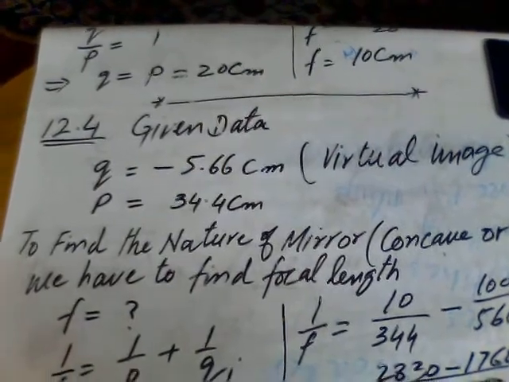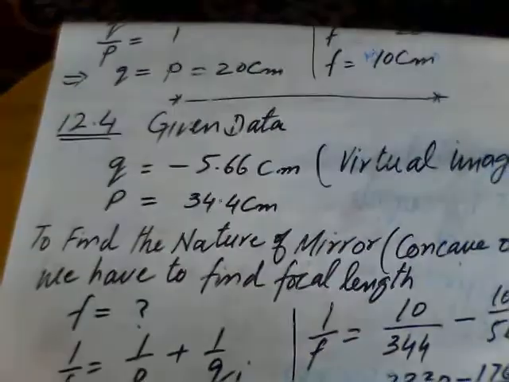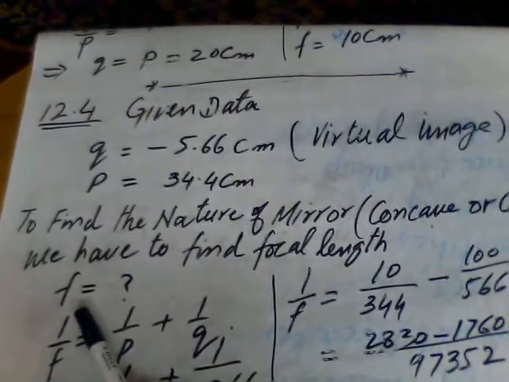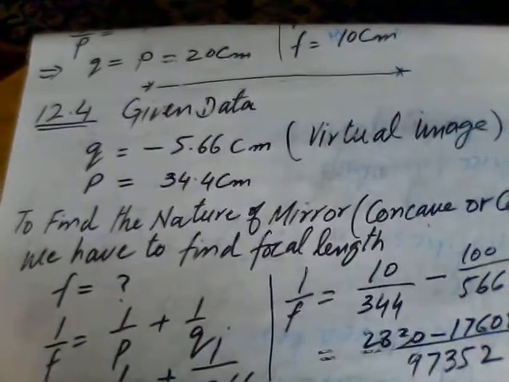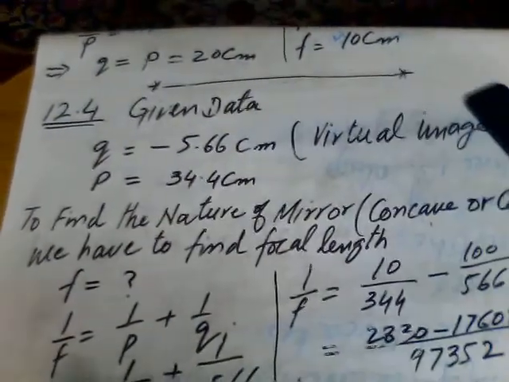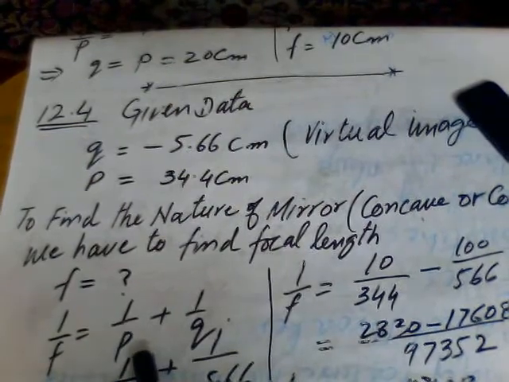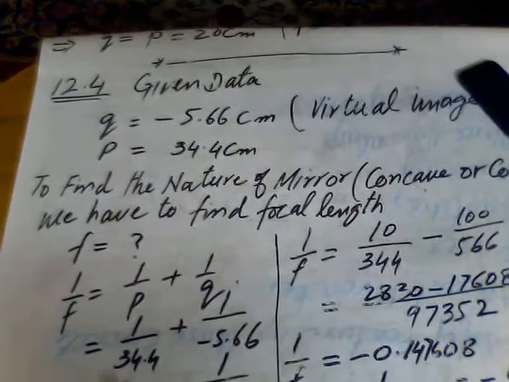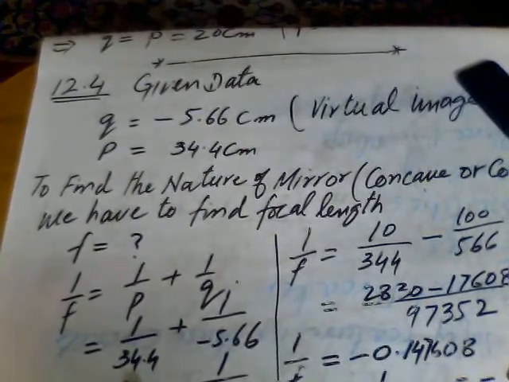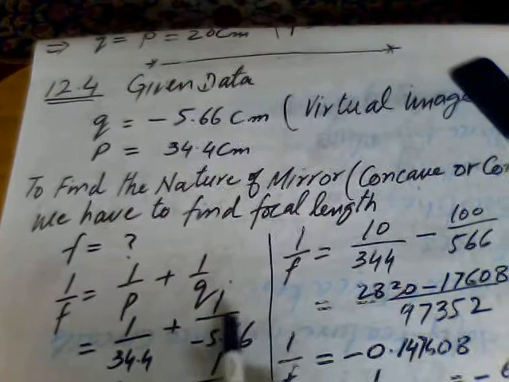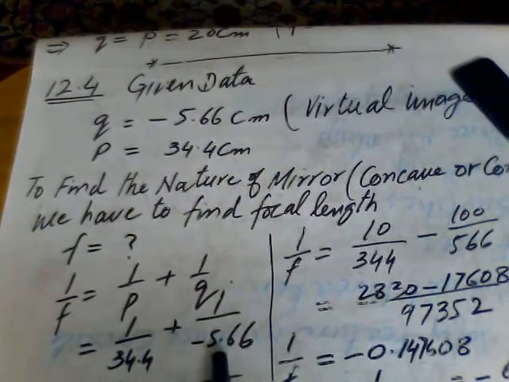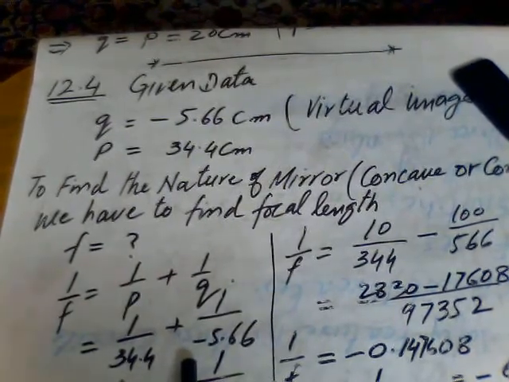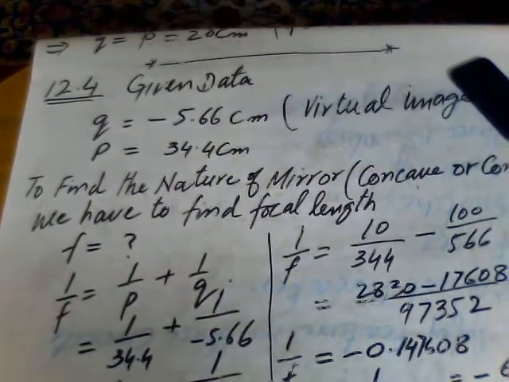So again we have to find the focal length of this diverging mirror. Again the mirror formula: 1 over f is equal to 1 over p plus 1 over q. By placing the values, 1 over p is 34.4 and 1 over q is minus 5.66. Plus and minus signs will multiply and we will have minus.